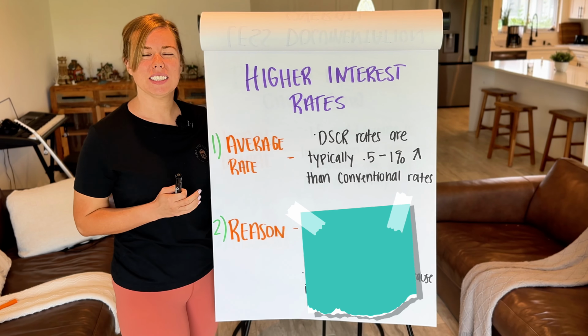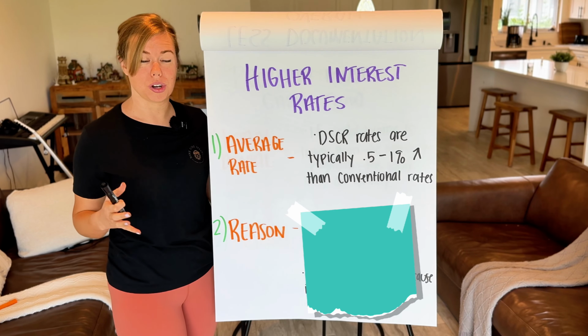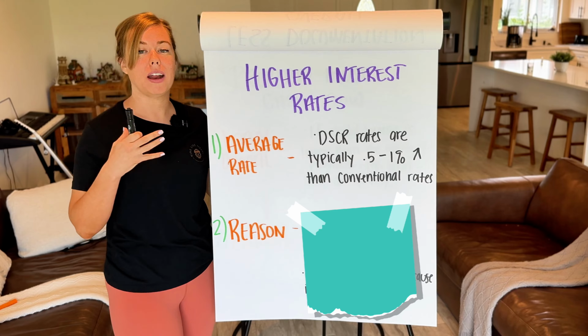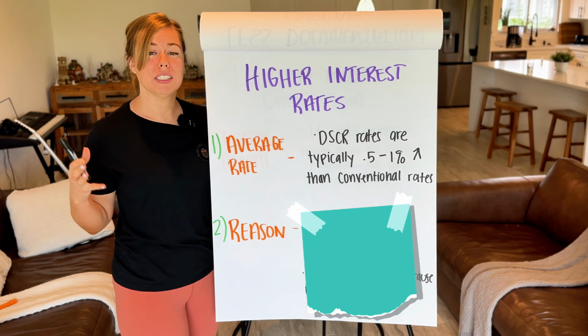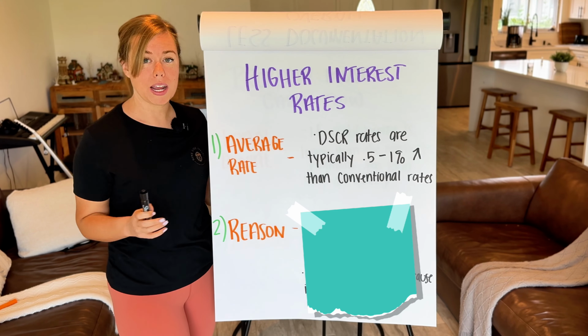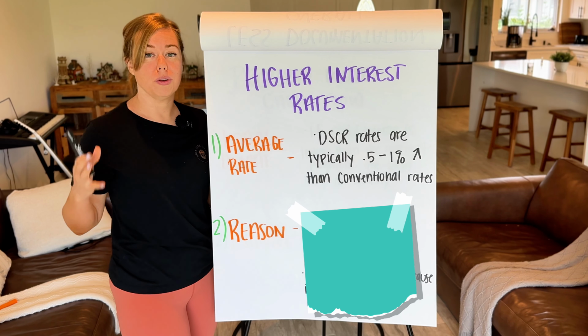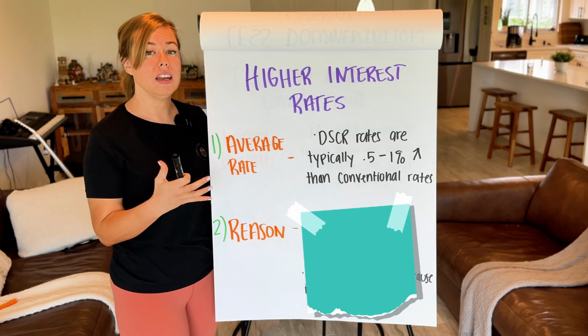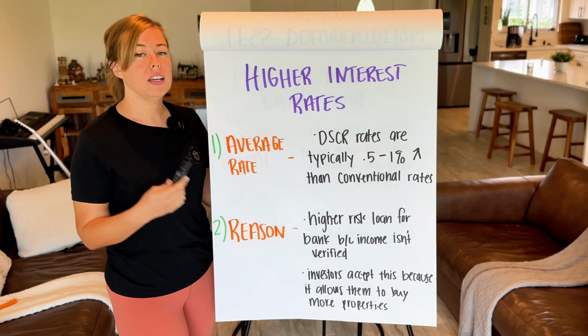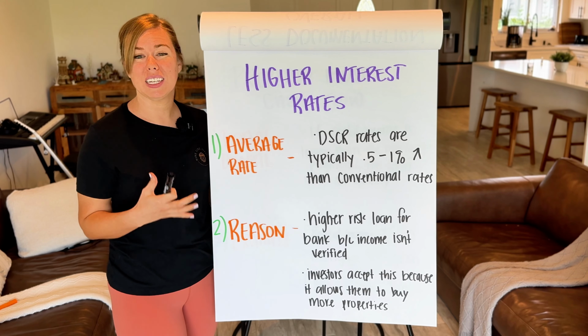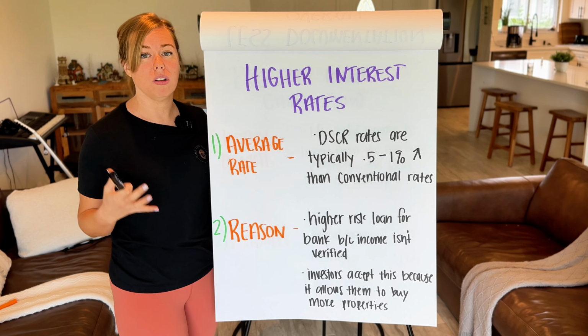And one of the cons to this type of loan is it is a higher interest rate. And DSCR rates are typically about 0.5 point to about 1% higher than conventional rates. Now, the reason for this is it's a higher risk loan for banks because again, they're not verifying any of your personal income, and investors normally just accept this because this loan allows them to scale a lot faster.